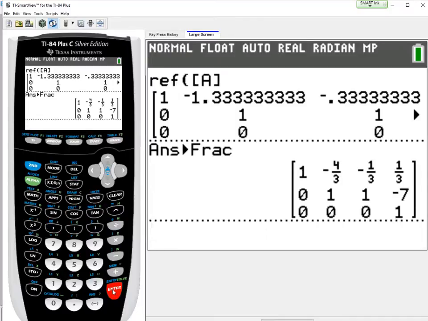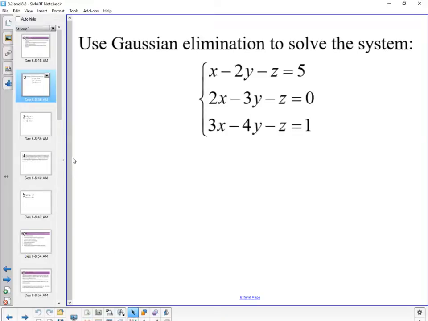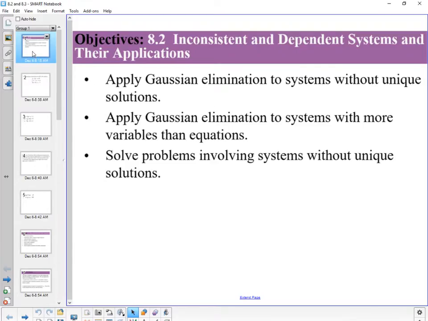There's no value for z. If you look at the very last column, I'm saying that 0 x's plus 0 y's plus 0 z's are equal to 1. When does 0 plus 0 plus 0 equal 1? Never. So what type of system is this? It has a specific name. It's inconsistent. It is called an inconsistent system.